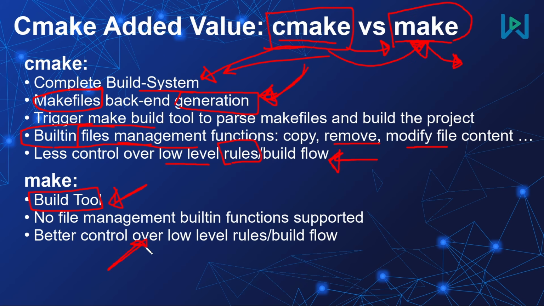However, Make offers a big advantage compared to CMake, which is better control over the different low-level rules and build flow. Here we are writing the different makefile rules by hand, not like here. And hence we can customize certain rules and dependencies to achieve certain functionalities and use cases. And this is not that easy to do if we rely on CMake to generate our backend makefiles.